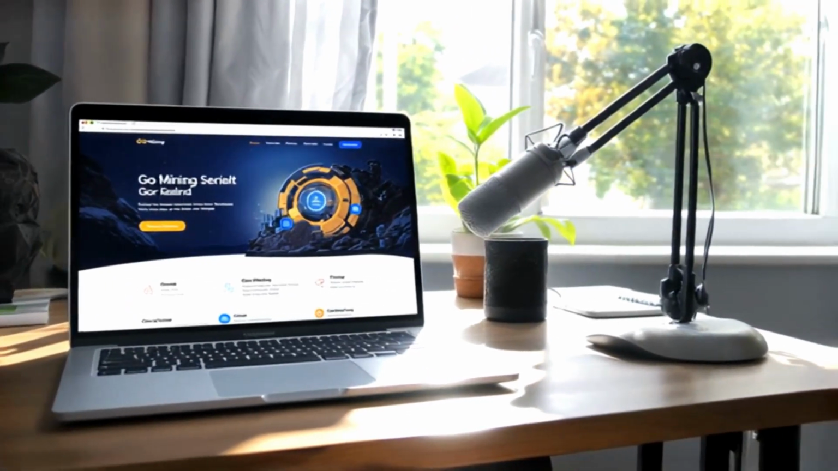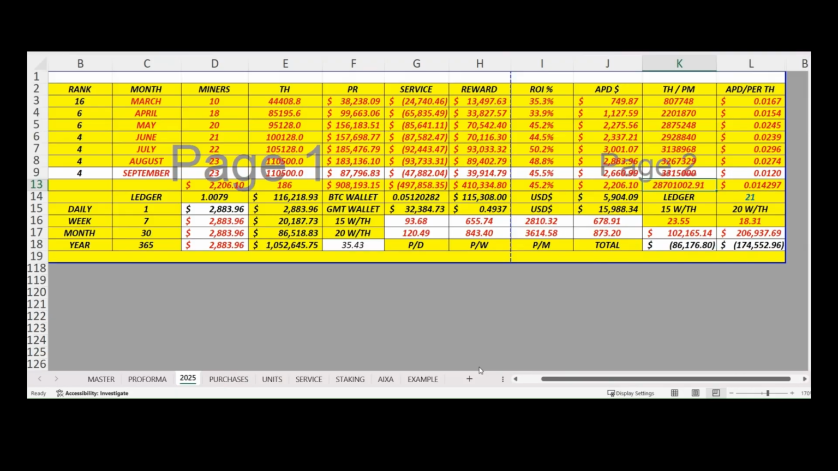Now, let's get into the numbers. From left to right, let me explain how we broke this down month by month. Column B shows the rank. This is Shaman 15's total ranking from all the mining farms listed on the website. Column C is the month. Column D is how many NFT miners were active that month.